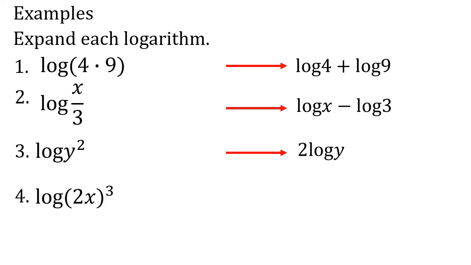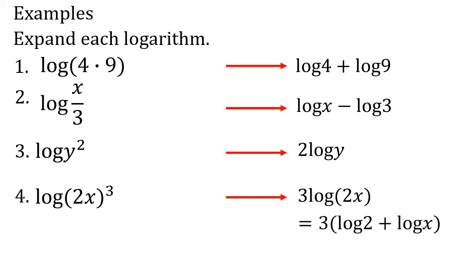Then number 4, log of 2x cubed, or log of the cube of 2x. So this can be expressed as 3 log 2x. Since we have 2 times x here, it can still be expanded. So this will be equal to 3 times log 2 plus log x. Or we can distribute 3, so it will become 3 log 2 plus 3 log x.